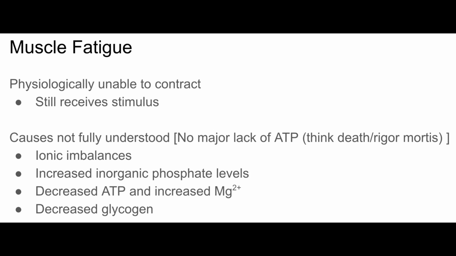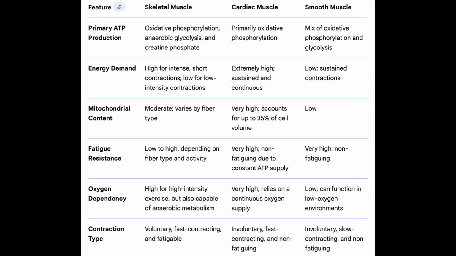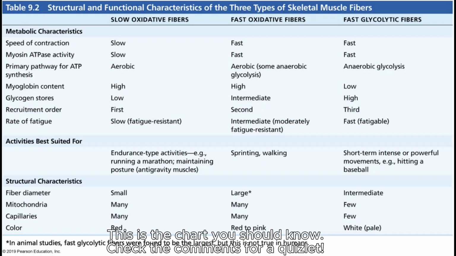Explain the factors that are believed to contribute to skeletal muscle fatigue. Compare and contrast the metabolism of skeletal muscle with that of cardiac and smooth muscle. Compare and contrast the anatomical and metabolic characteristics of type 1, type 2A, and type 2B fibers.